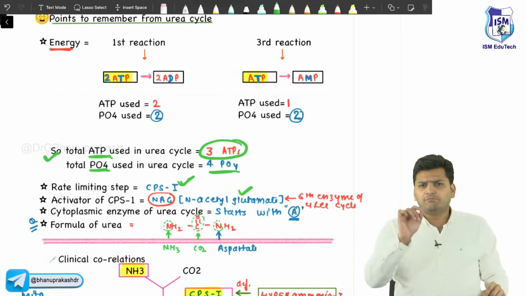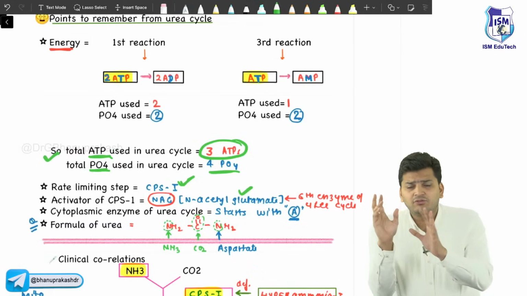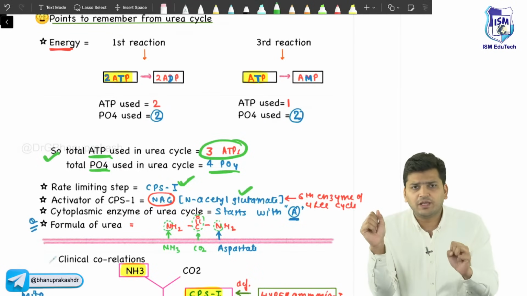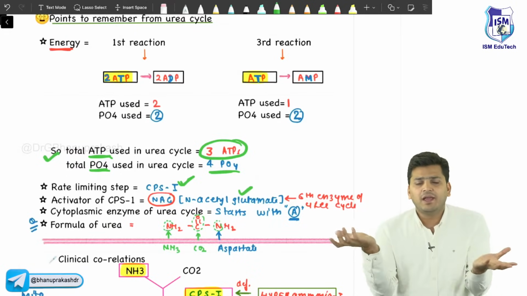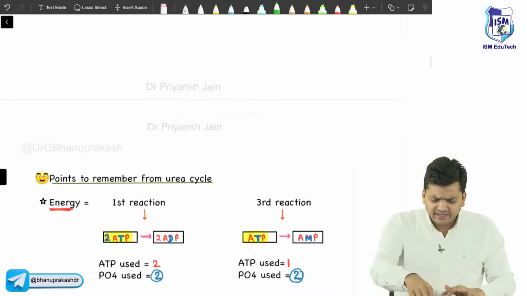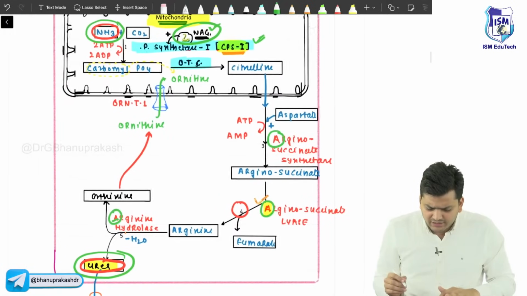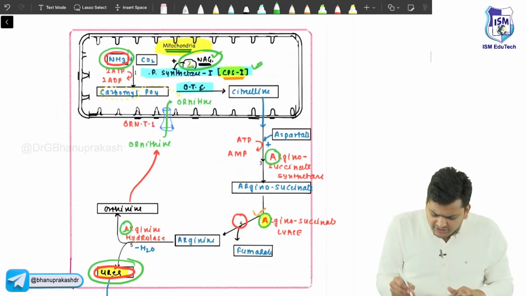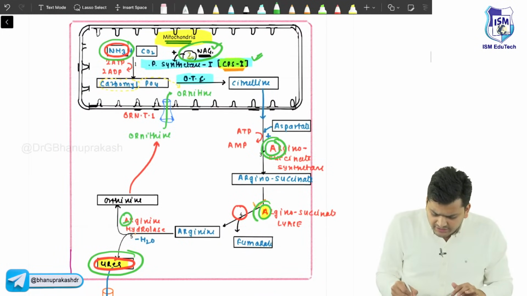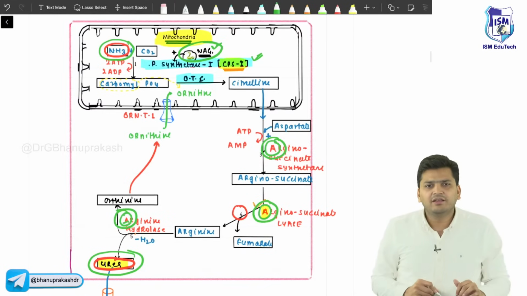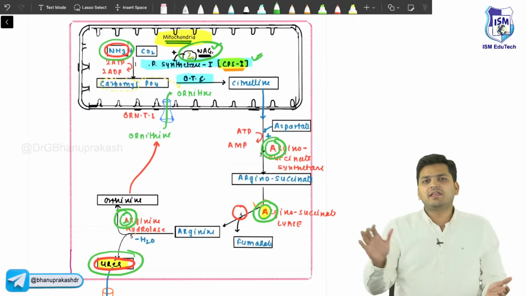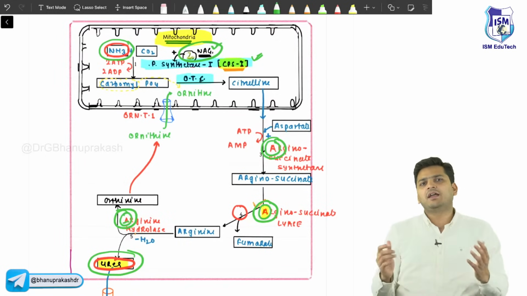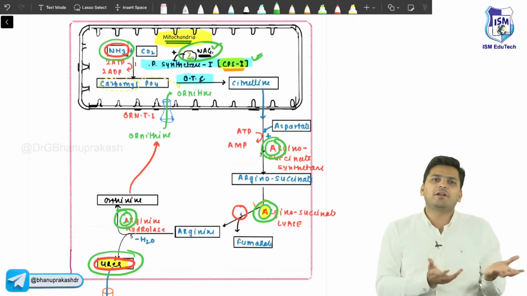Very important question. You know that 2 reactions are in the mitochondria, 3 in the cytoplasm. They ask, all of the enzymes of the urea cycle are found in the cytoplasm except. And how are we going to remember that? It's very easy. Look at the cytoplasmic enzymes: argininosuccinate synthetase, argininosuccinate lyase, arginase. They all start with the alphabet A. So the enzymes starting with the alphabet A are the cytoplasmic enzymes. The remaining are mitochondrial enzymes.